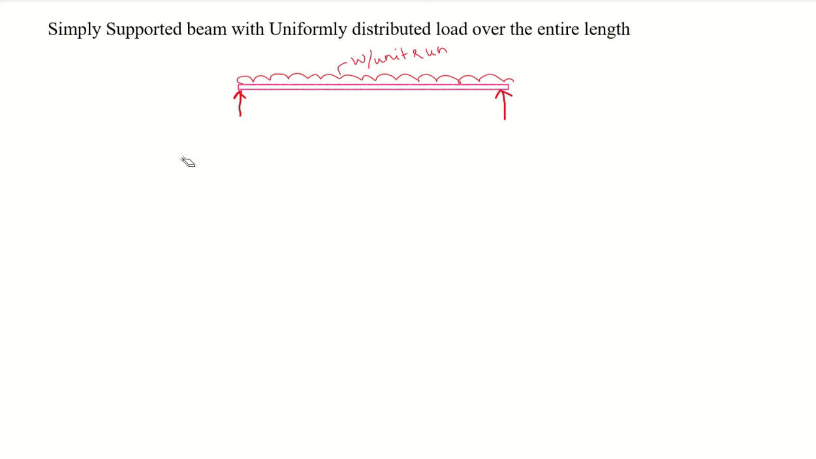In this video, let us see the simply supported beam which is carrying uniformly distributed load over the entire length, and we will try to draw shear force and bending moment diagrams for the same. Okay, this is the beam what we are talking about. This is the simply supported beam.